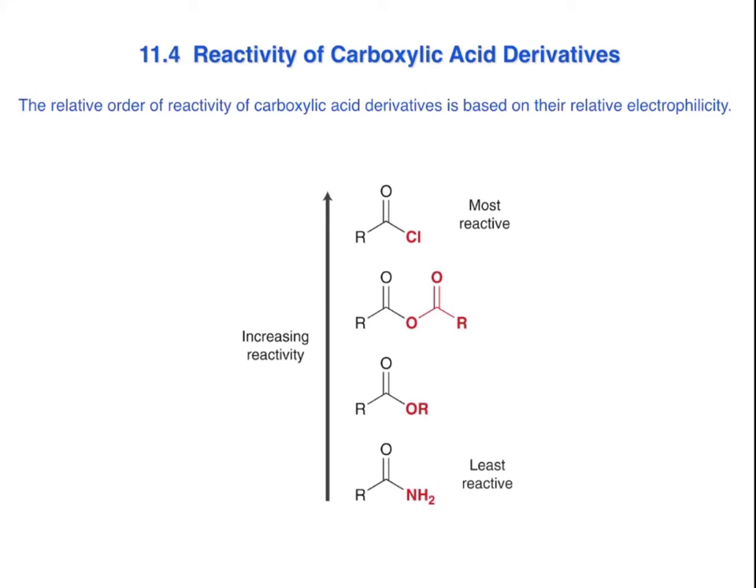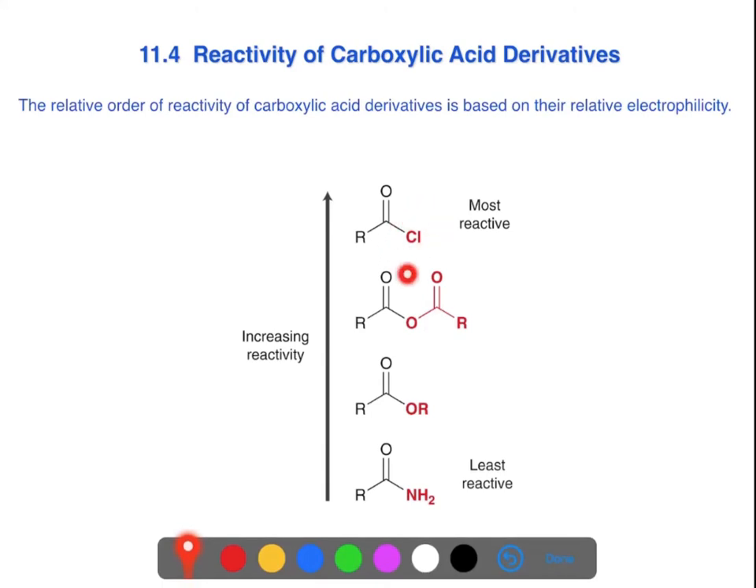In this video, we're going to cover section 11.4 on the reactivity of carboxylic acid derivatives. Now, the relative order of reactivity of carboxylic acid derivatives is based on their relative electrophilicity. That's dependent upon the atom or groups of atoms that are directly attached to the carbonyl carbon. And how we can rank these particular derivatives is somewhat dependent upon the nature of the leaving group.